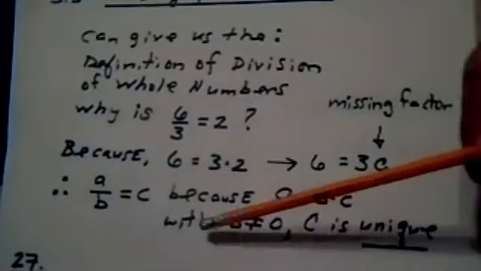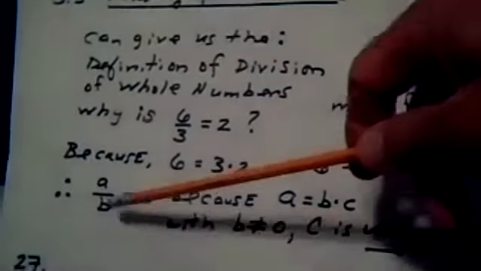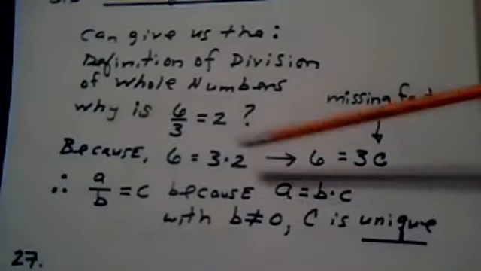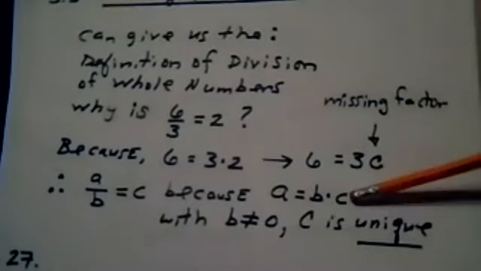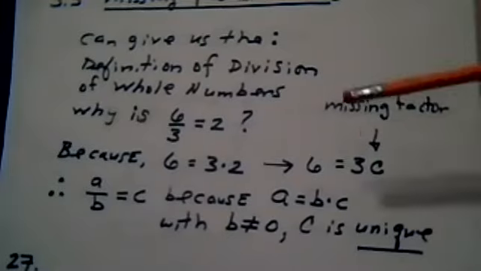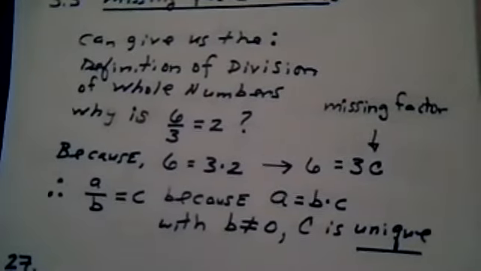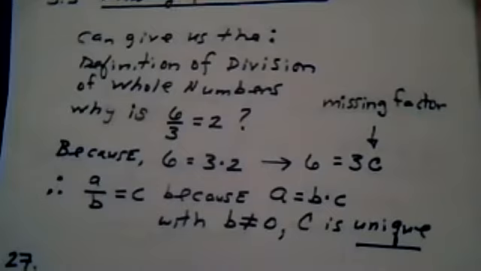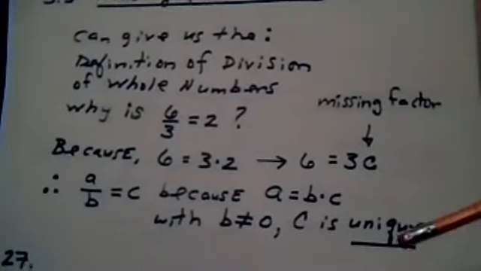Of course, with B not equal to 0, we can never divide by 0. And this is very important. This number that you get, the C, has to be unique. In other words, you have to trust that if you say 6 divided by 3 equals 2 today, that tomorrow 6 divided by 3 is still 2. It's unique, it doesn't change.